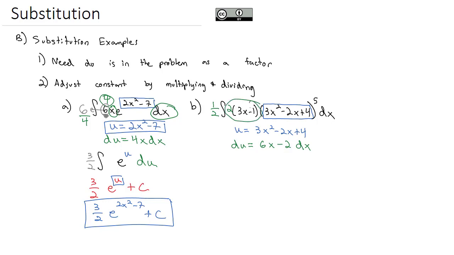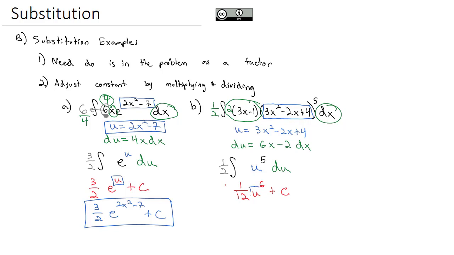So now the 2 times 3x minus 1 and the dx are all going to be absorbed into the du. We have the 1/2 out front. The 2 times the 3x minus 1 dx all became du. The 3x squared minus 2x plus 4 all becomes a u. And it's to the 5th power. That gives me something I can easily integrate. Increase the exponent by 1 makes it a 6. Divide by a 6. 2 times 6 is 12 now in the denominator, plus a constant.